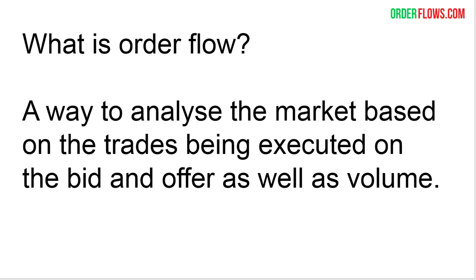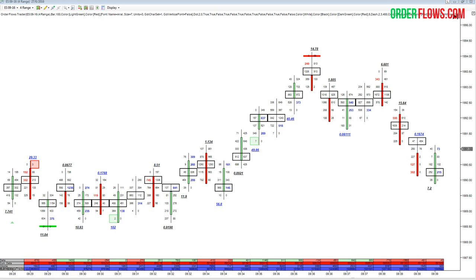So what's order flow? Well, order flow is a way to analyze the market based on trades being executed on the bid and the offer, as well as the volume. And you can see here, these are the volumes on the bid, these are the volumes on the offer. And what you want to do is analyze that as well as the volume. Not all prices are the same. If all prices were the same, the market wouldn't move.